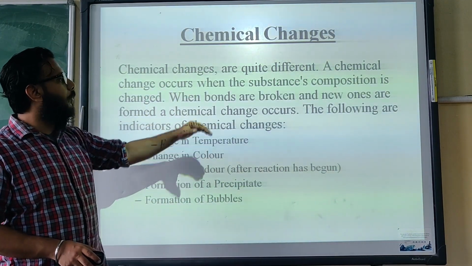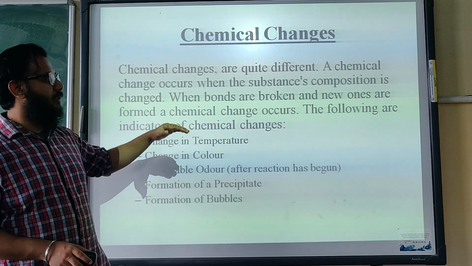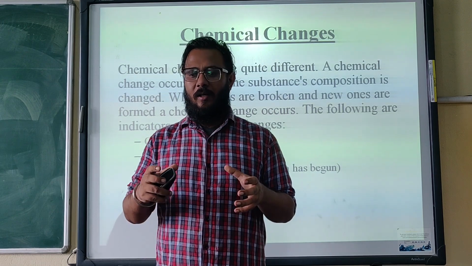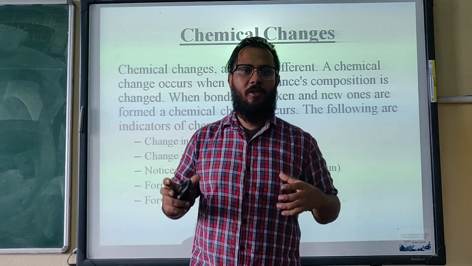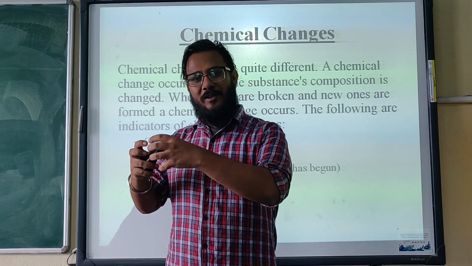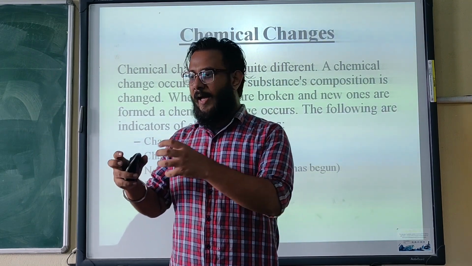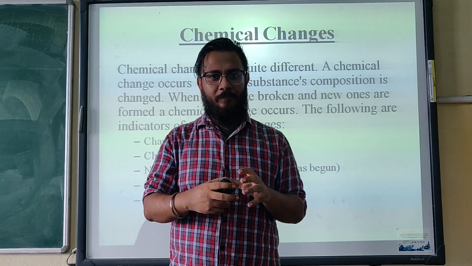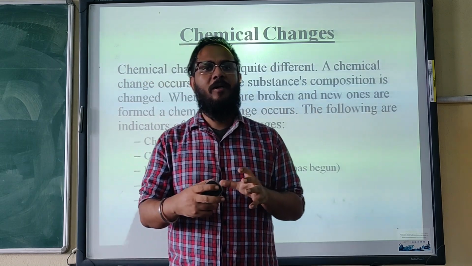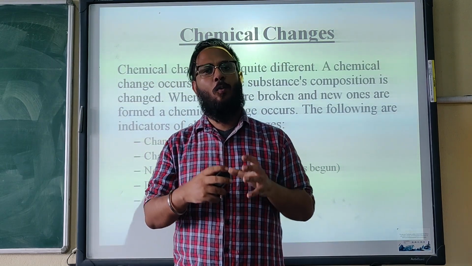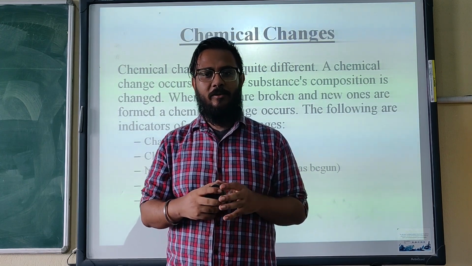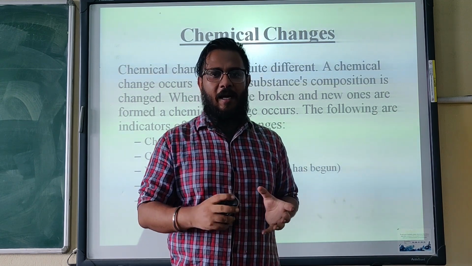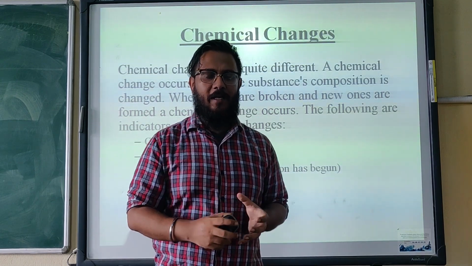When bonds are broken and new ones are formed, a chemical change occurs. Again, what happens here is, let's say there is a molecule of oxygen and a molecule of hydrogen. Those bonds break, and oxygen and hydrogen make a different bond, and they make a molecule of H2O. That is water. A molecule of water is made. So one bond is broken to make another bond, and another substance is formed. That is a chemical change.